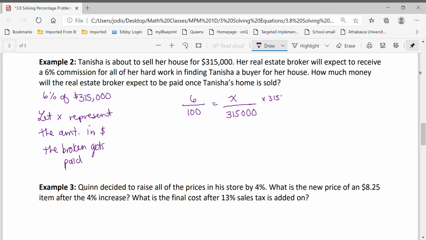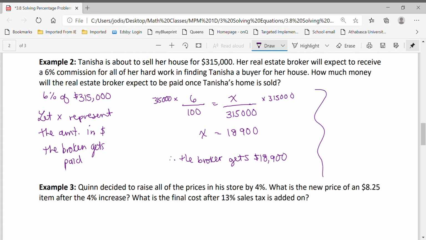So again, we can multiply both sides by 315,000, and we get 18,900. So therefore, the broker gets $18,900. Now, another easy way to do this would be to just change that 6% to a decimal and multiply it by 315,000. And we still get that same answer of 18,900. Okay, so whichever way you like better.